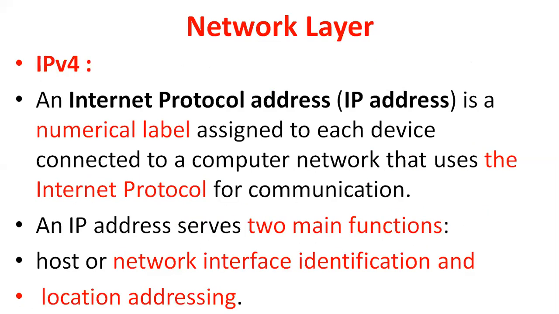Coming to IP version 4. What is IP version 4? Internet protocol address is called an IP address. Version 4 is a numerical label, for example 192.168.2.3. That means you are giving an address to our system. You will identify the systems with the help of these addresses.